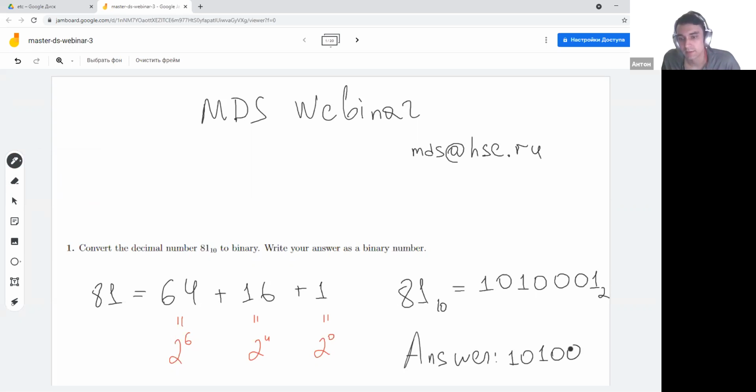Please mind that in the testing system, you are asked to put in the answer field the answer only. So you shouldn't type something like 81 equals and so on. You should only write this sequence of ones and zeros. And you should always follow the instructions on how to present your answers that are given in the task.